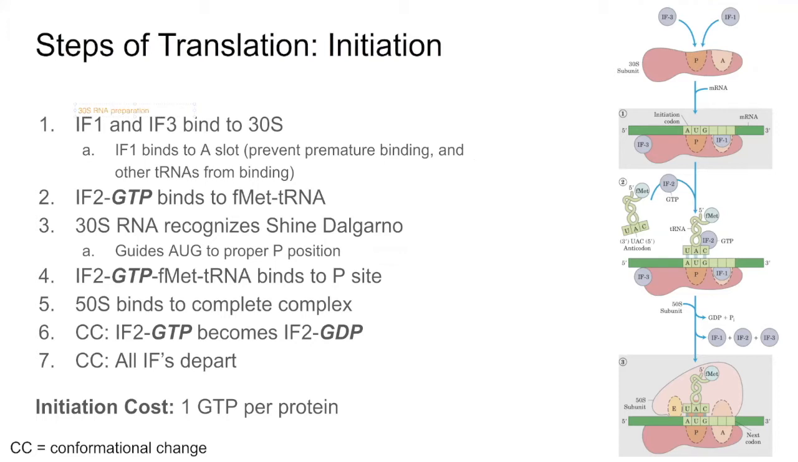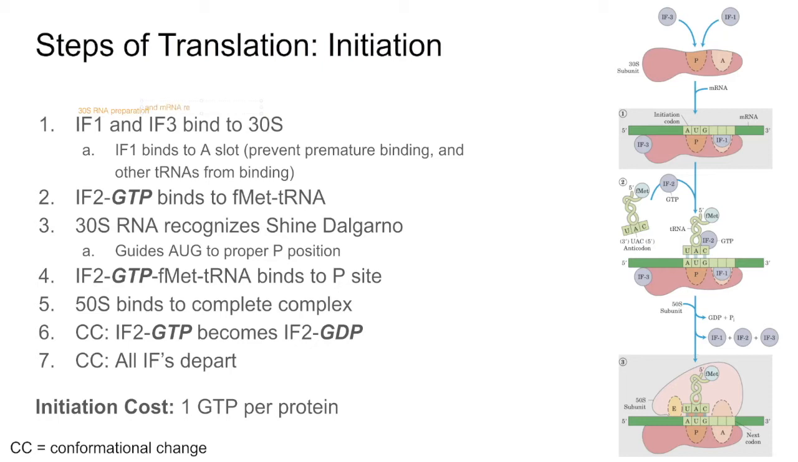The way it works is IF1 and IF3 will bind to the 30S subunit. IF3 binds at a different site. IF1 binds to the A site. The reason this happens is, one, IF1 will basically guide the mRNA to the 30S subunit. Secondly, IF1 blocks the A site, so that tRNAs don't come in when they're not yet supposed to go there. So that's the first step: prepare the 30S and mRNA recruitment.